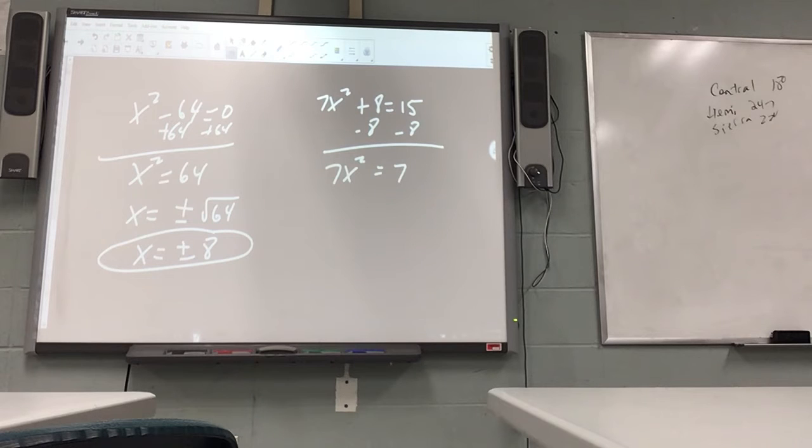Divide. It's got a 7 being multiplied by it, so we divide by it. So we got x squared is 1. Undo your squared. What undoes a squared? Square root, positive, negative every time you square root. And what is the square root of 1? 1.